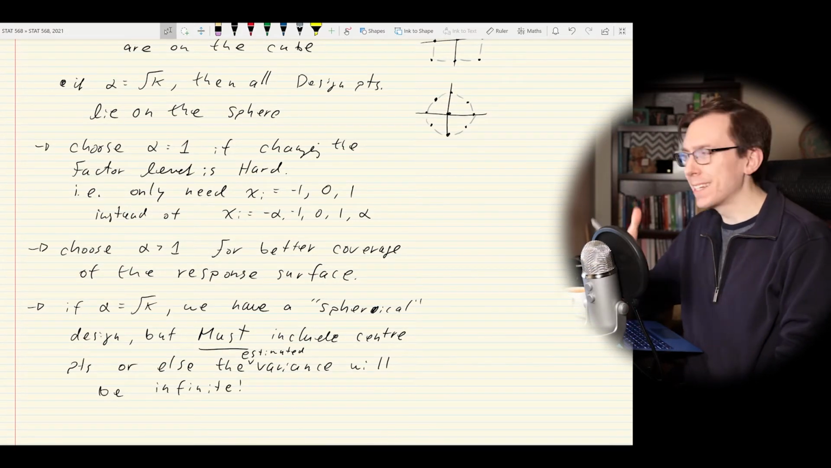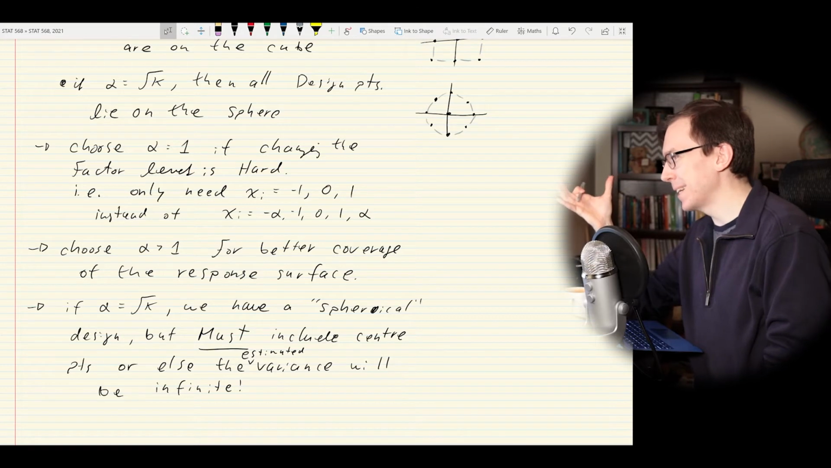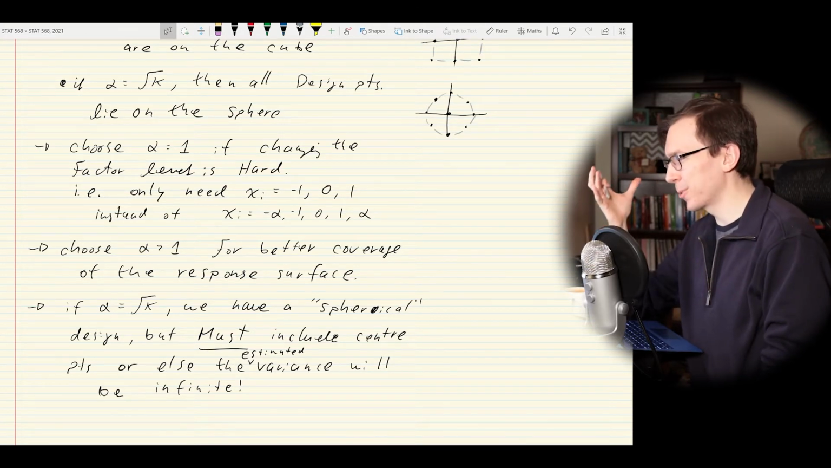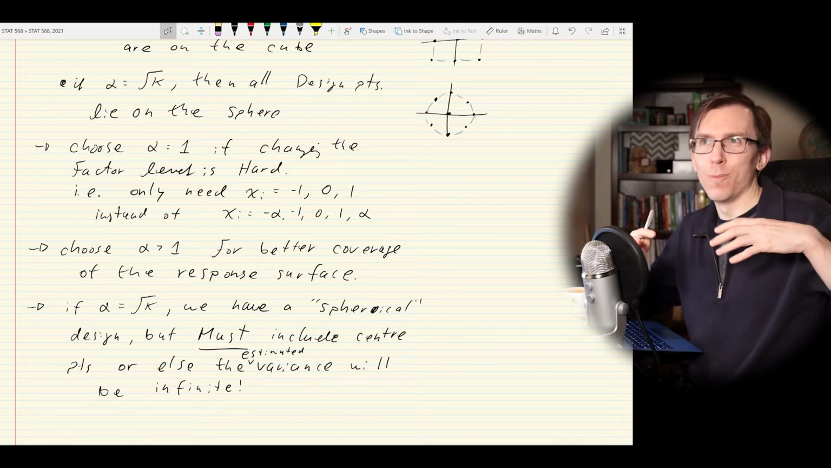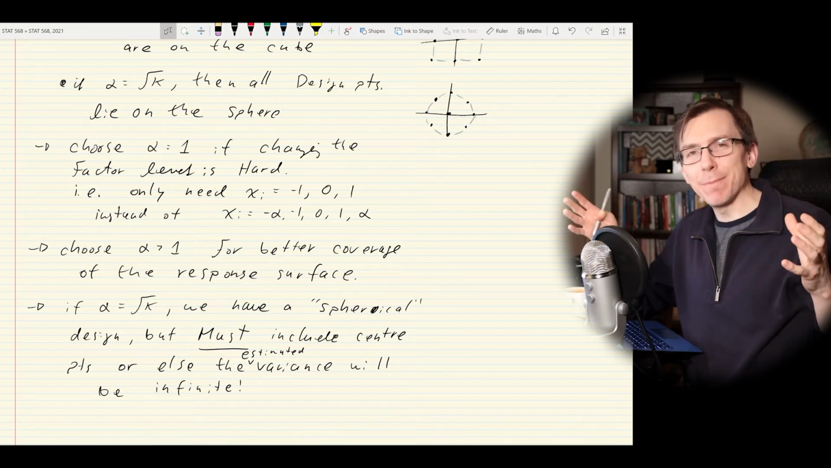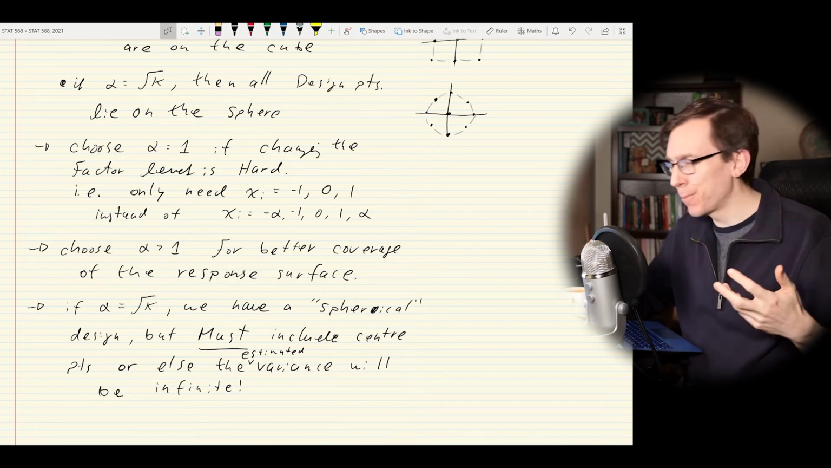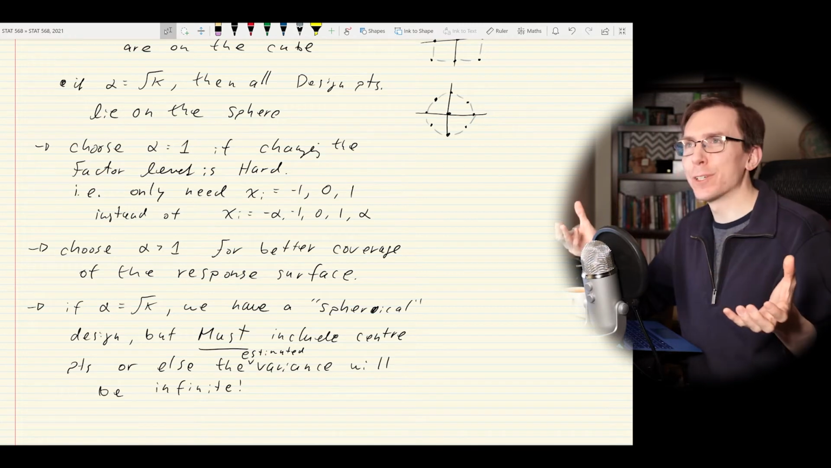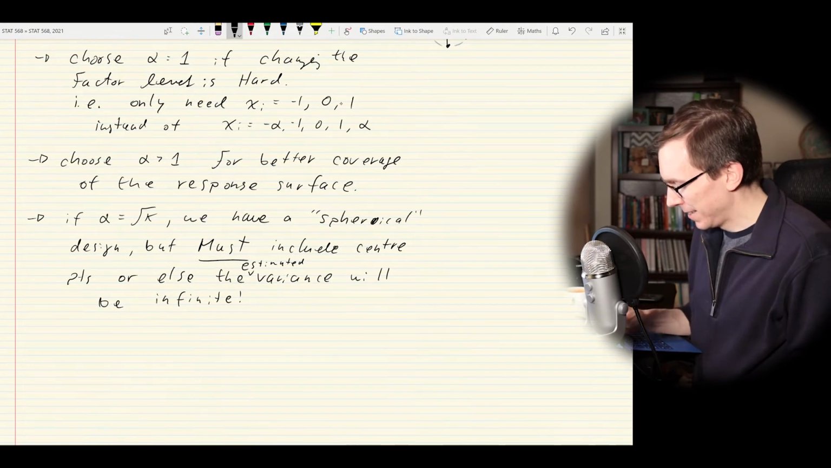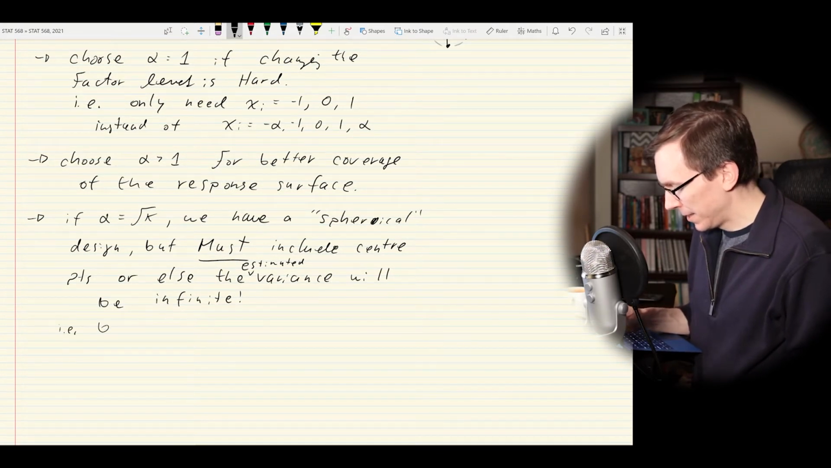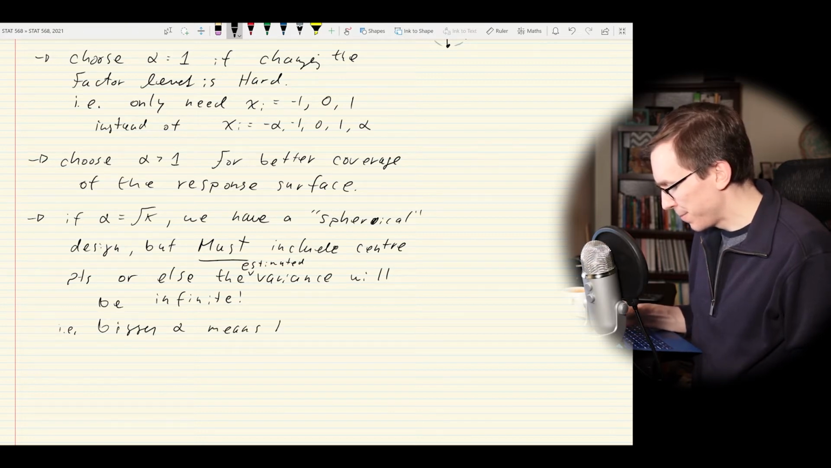But if we have center points, then it's not going to be infinite because we can replicate those center points to try to control the variance. So basically, the bigger alpha gets, the more wild, the more unstable the variance becomes. But if we replicate the center point, we can sort of recover that stability. So typically, i.e., bigger alpha means more center point replicates.